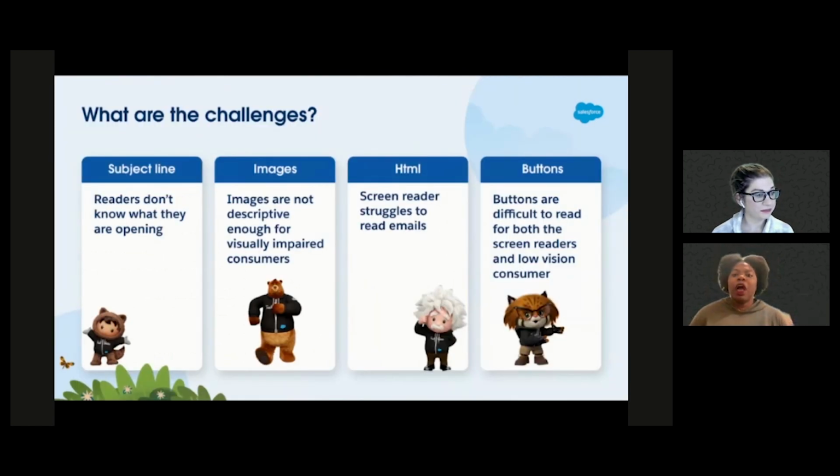So, what are the challenges? When I asked people what challenges they were facing, they said the subject lines. We really don't know what we're opening. The images are not descriptive enough. Okay, it's nice that you said red shirt, but is it a cotton red shirt? Is it a silk red shirt? With HTML, the screen reader is really struggling to read the emails. It doesn't know what's most important. It is completely unorganized. And the buttons are difficult to read for both the screen readers and low vision consumers. The buttons match too closely to the background colors. These are the challenges that we are facing the most.